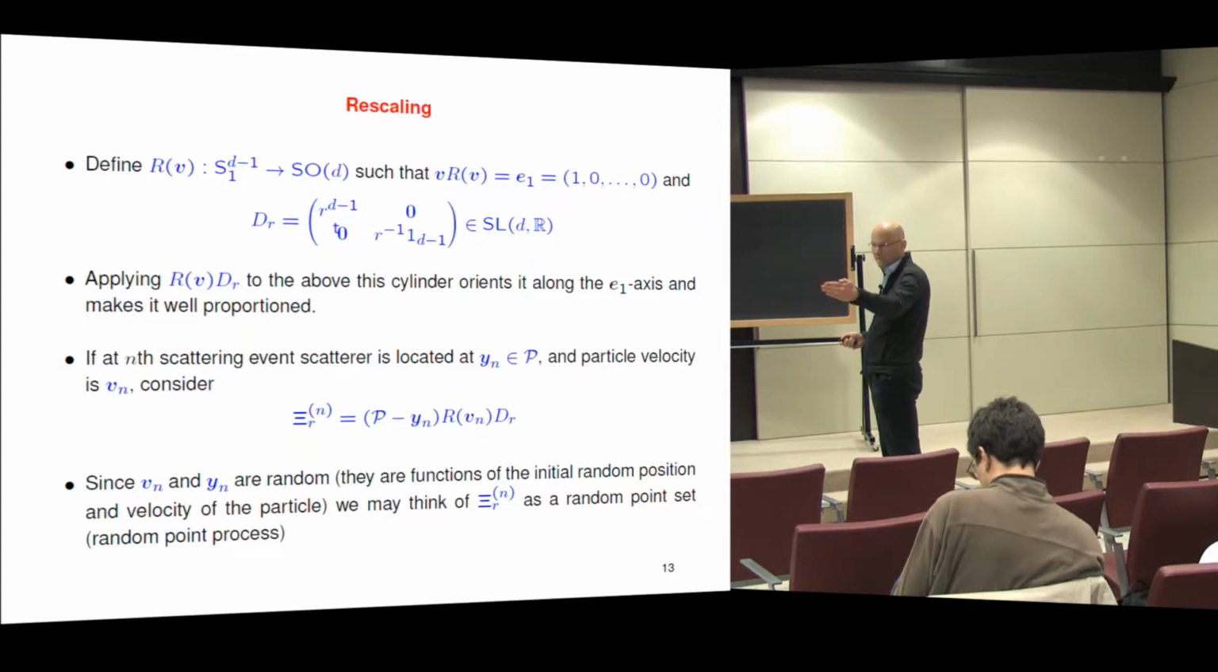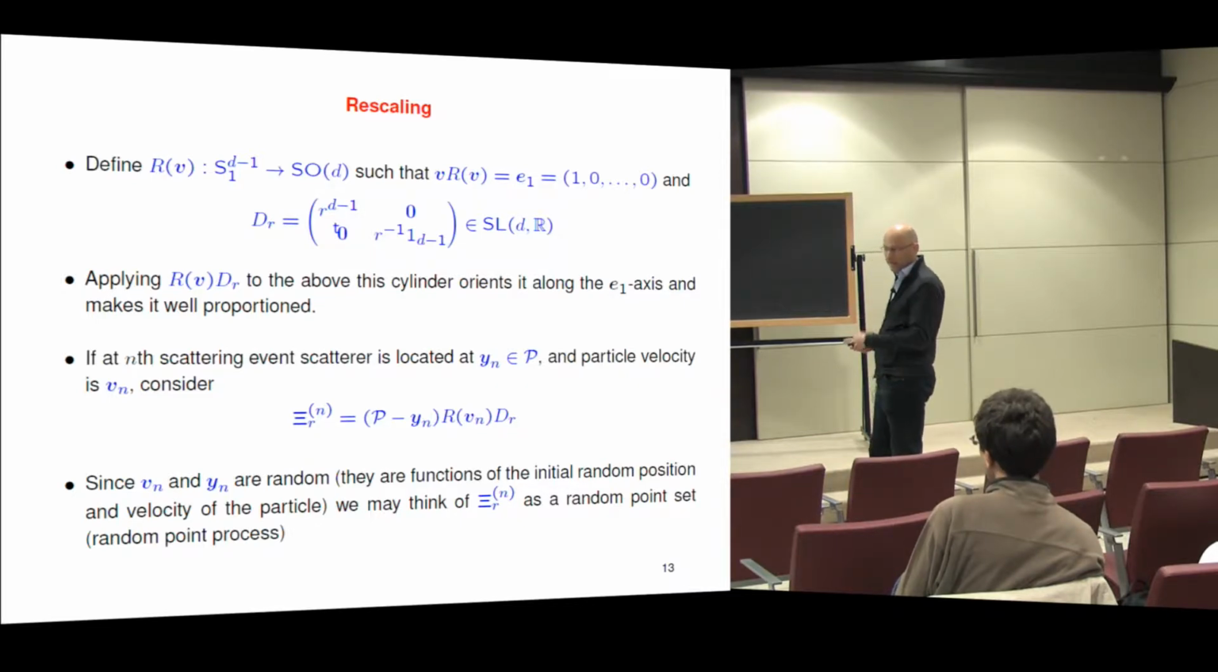So I'm shifting that to the origin. It's the environment which you see from the particle. Exactly. So it's what you see if you sit on the particle. Exactly. I'm sitting at the n-th scatterer, okay, and then I'm rotating it so that it's in the frame where I'm looking exactly in the velocity direction.